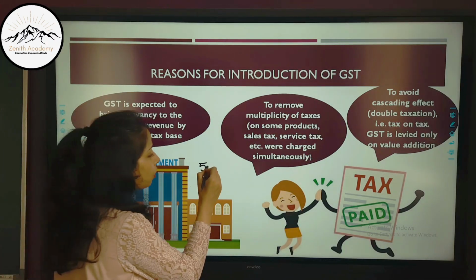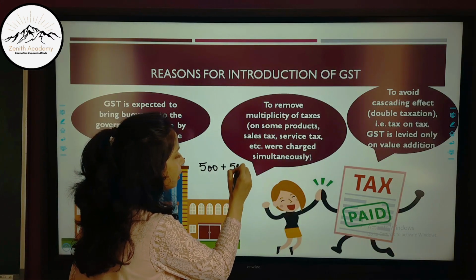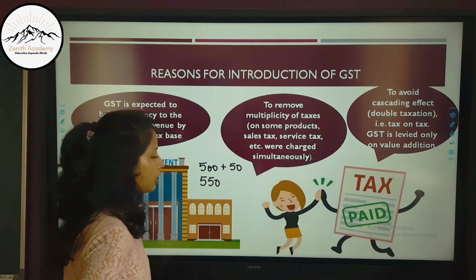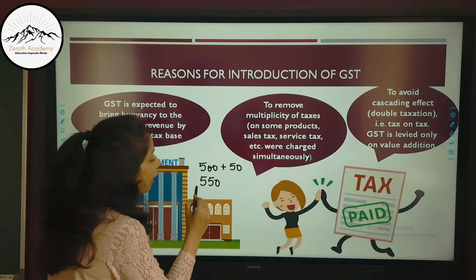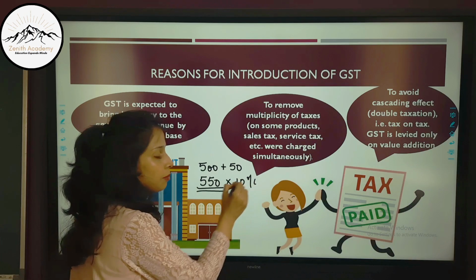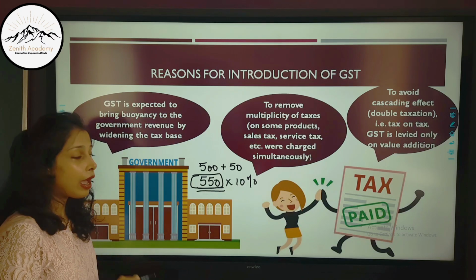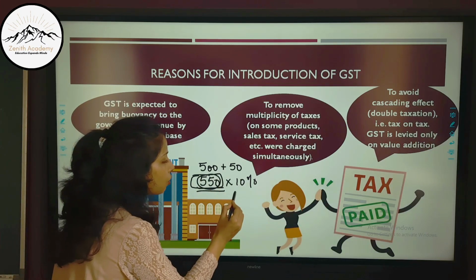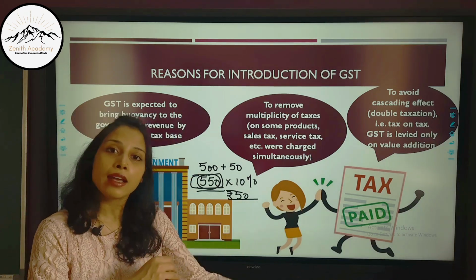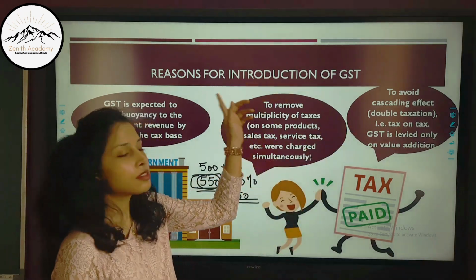See, in our previous slide we saw the example of a pen at rupees 500 by the manufacturer, and he added GST at rupees 50. So the total price paid by the dealer was 550, and what the dealer was doing, at this 550 was again the tax charged by him, 10%. So conceptually if we see, this is wrong. Why? Because this 550 includes rupees 50, which is already the tax, and now we are paying tax on tax again. So to remove the cascading effect, GST was introduced.